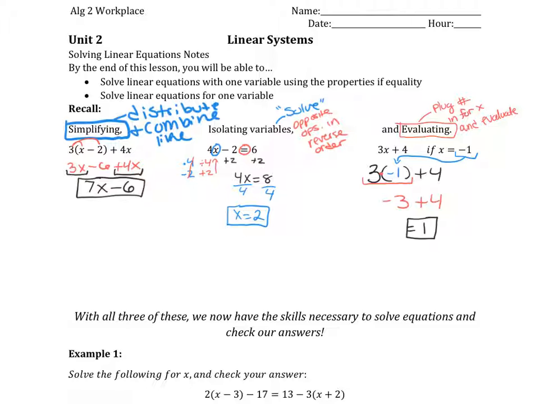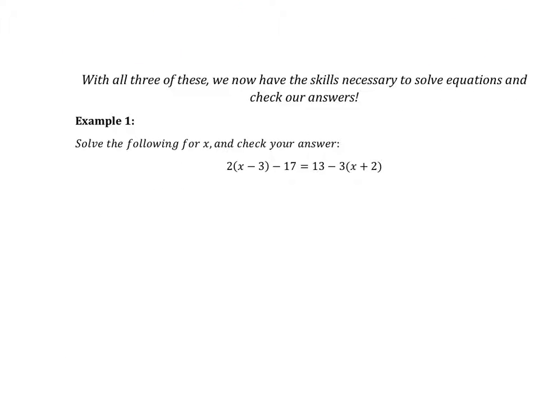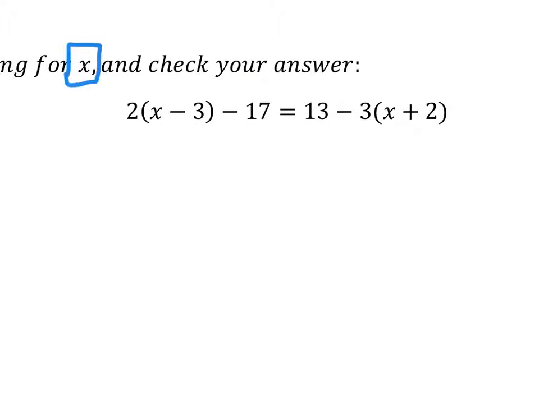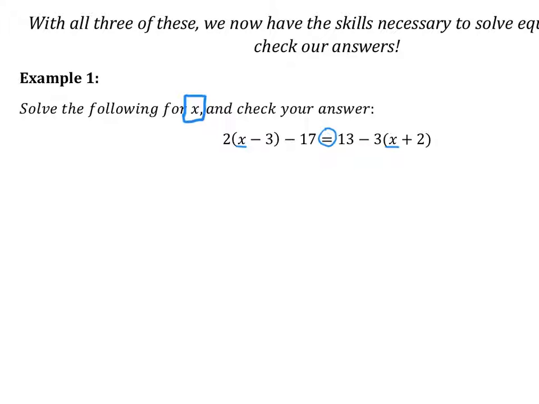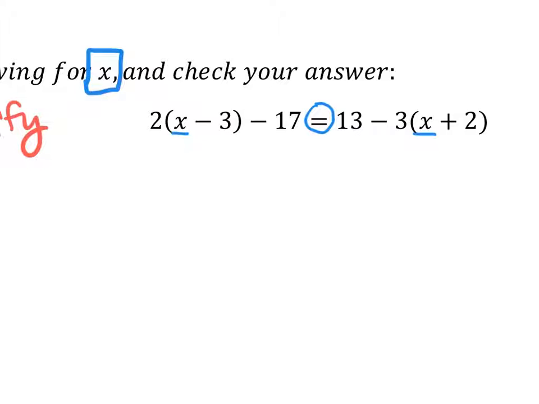So if we look at example 1, we're going to solve the following for x, and we're going to check our answer. Right now we have a couple x's here in our equation, because there's an equal sign here, so that means we have an equation. But the first thing we want to do is simplify. And again, that's just distribute and then combine any like terms. On the left-hand side of my equation, we have this 2 outside of the parentheses that we can distribute. So we'll have 2x minus 6, and the minus 17 is still there.